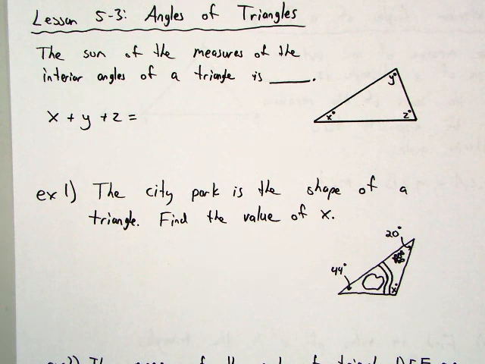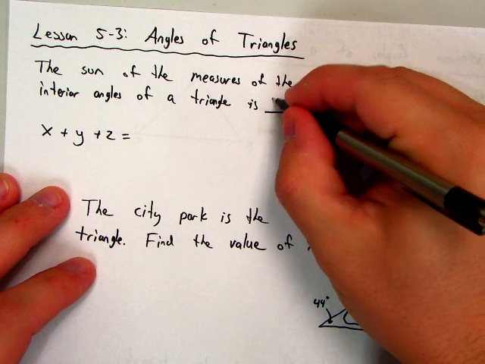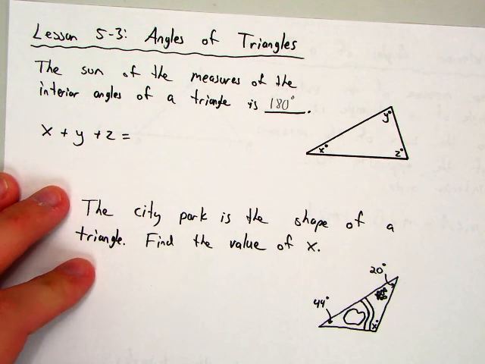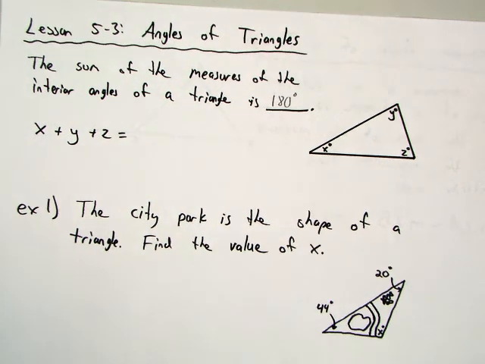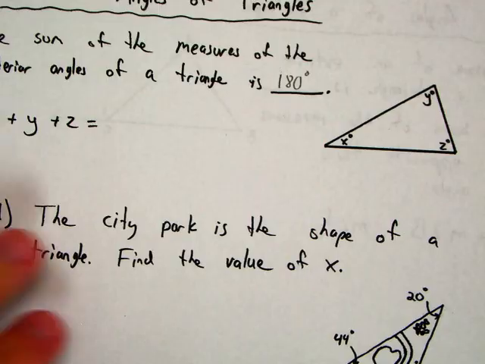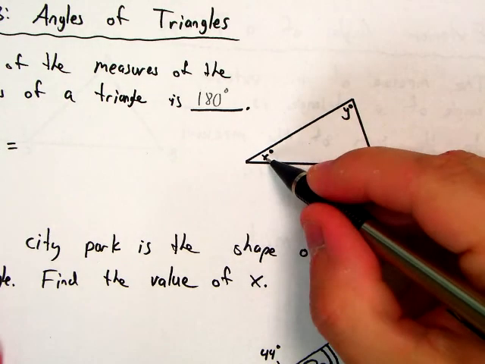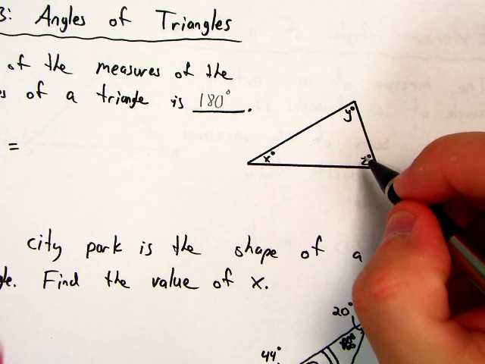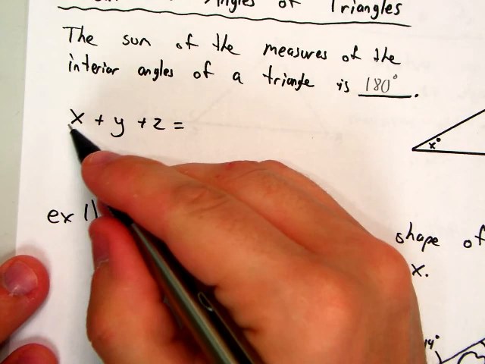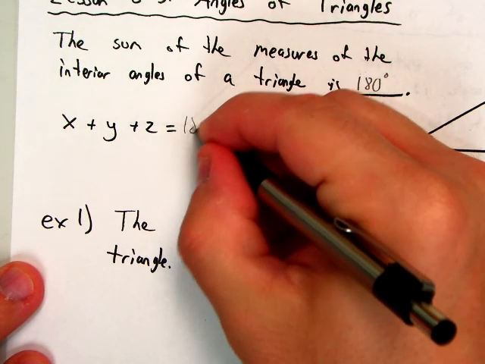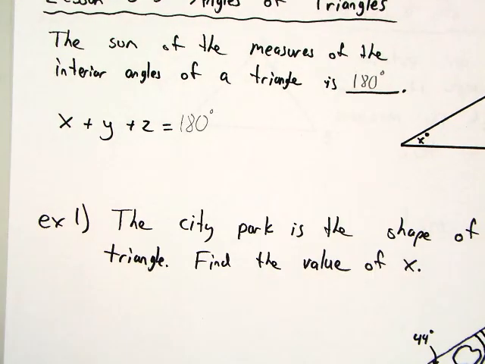Alright, today we're going to be talking about Chapter 5, Lesson 3. This is called Angles of Triangles. So, the sum of the measures of the interior angles of a triangle, we learned this last year in 7th grade, but that's 180 degrees. Which means if we add the three angles of a triangle together, here's angle X, angle Y, angle Z, if we add those together, the sum is 180 degrees.